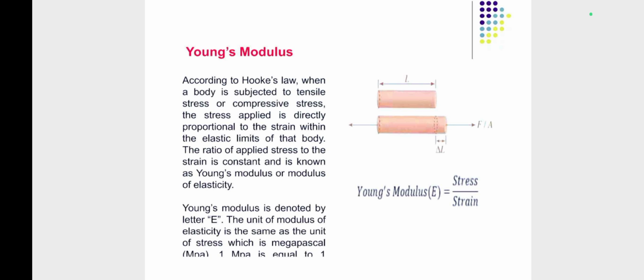And how to determine capital E? For that purpose, you must know stress value and strain value. How to determine stress? Stress is equal to internal resistive force upon area. Strain is equal to change in length upon original length. So from this, you can easily calculate Young's modulus of elasticity. The unit for Young's modulus of elasticity will remain same as that of stress, as strain will not have any unit, it's unitless.